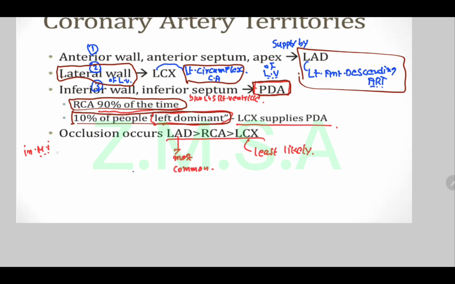Next, let's talk about occurrence rate. Occlusion occurs most commonly in the left anterior descending coronary artery. Next, least likely involved is the left circumflex artery, and in the middle is the RCA. And this is important for MI.